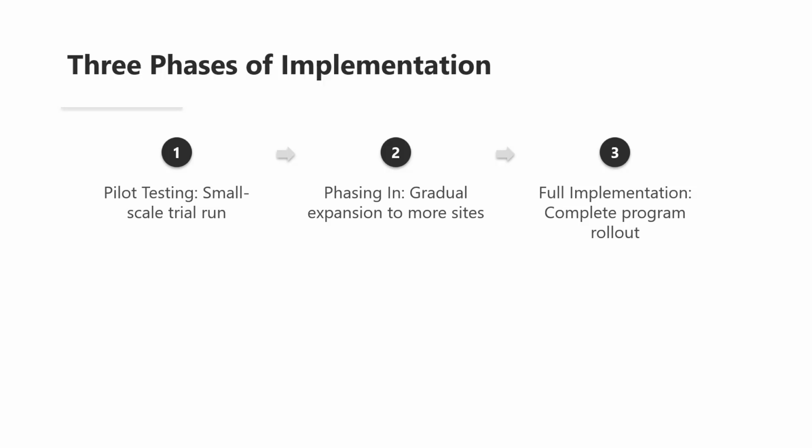The first phase is pilot testing, and this is essentially a small-scale trial run of your program. During pilot testing, you deliver the program to a limited group, often just one site or one cohort, to identify problems before they become widespread. Think of pilot testing as a dress rehearsal. You are checking whether your materials work, whether your timeline is realistic, and whether participants respond the way you expected.